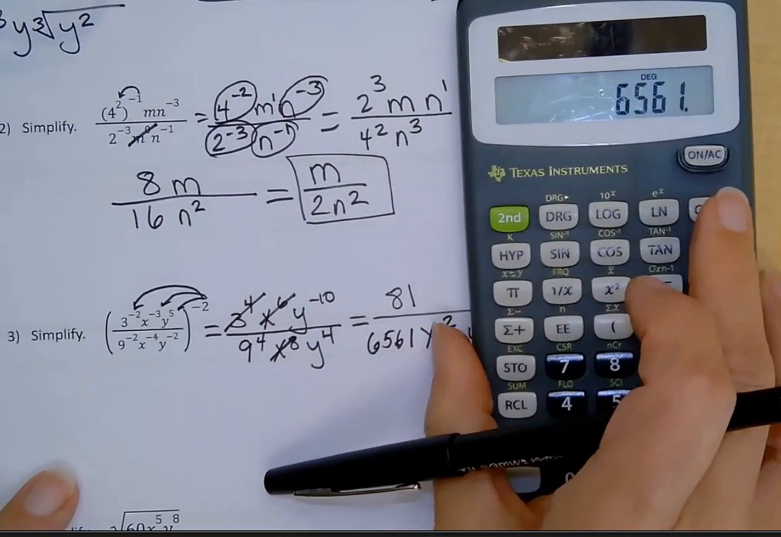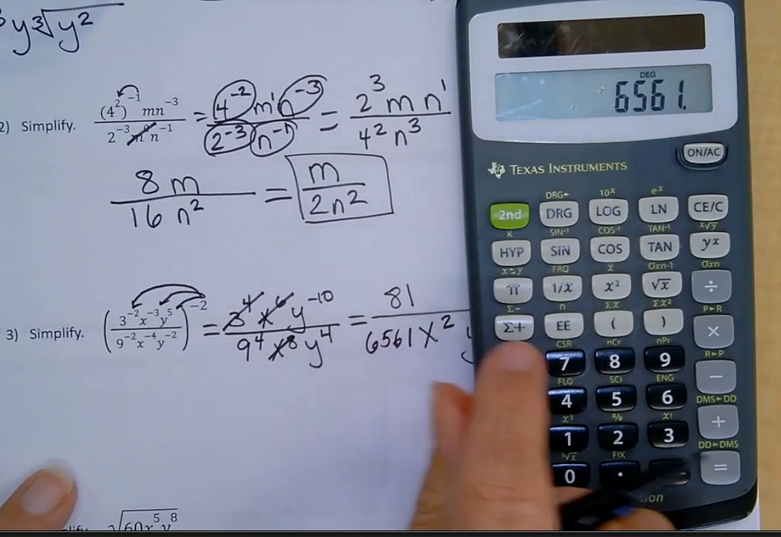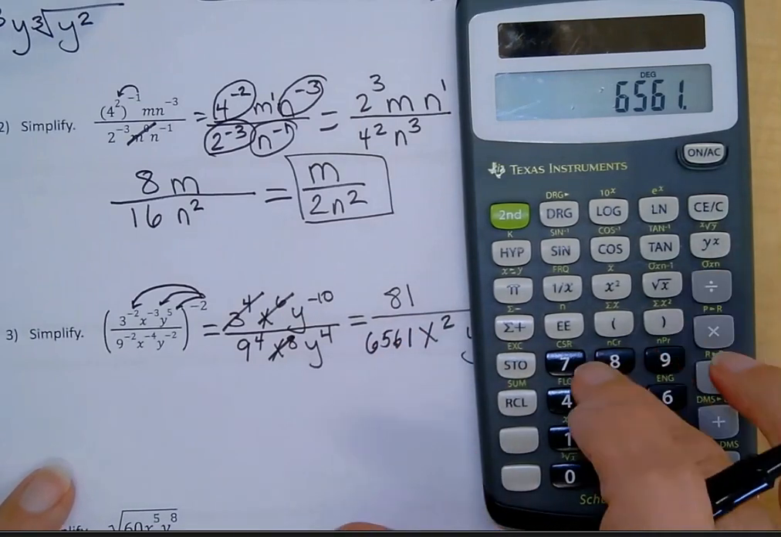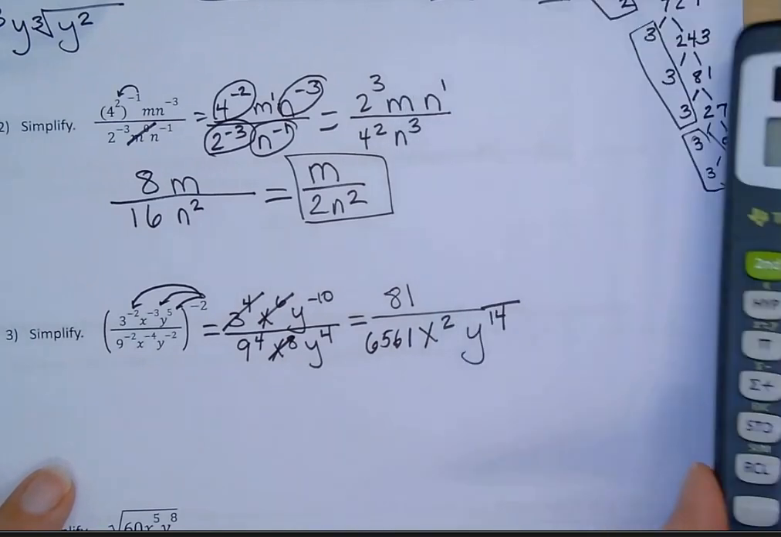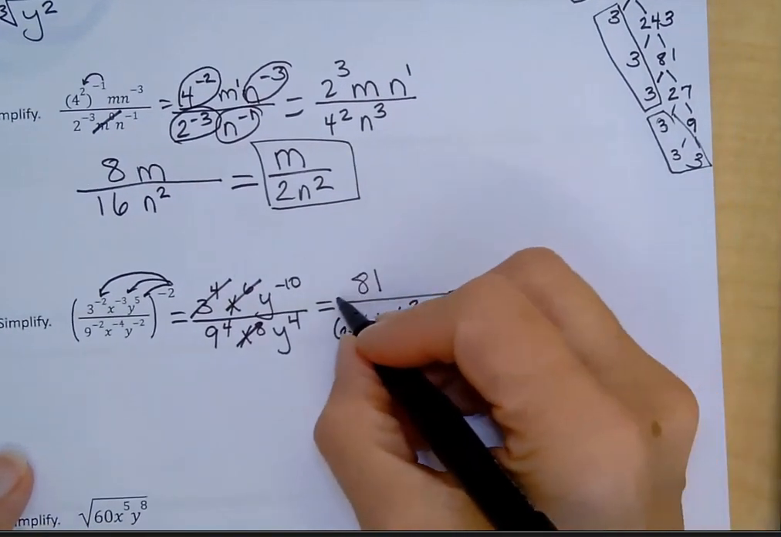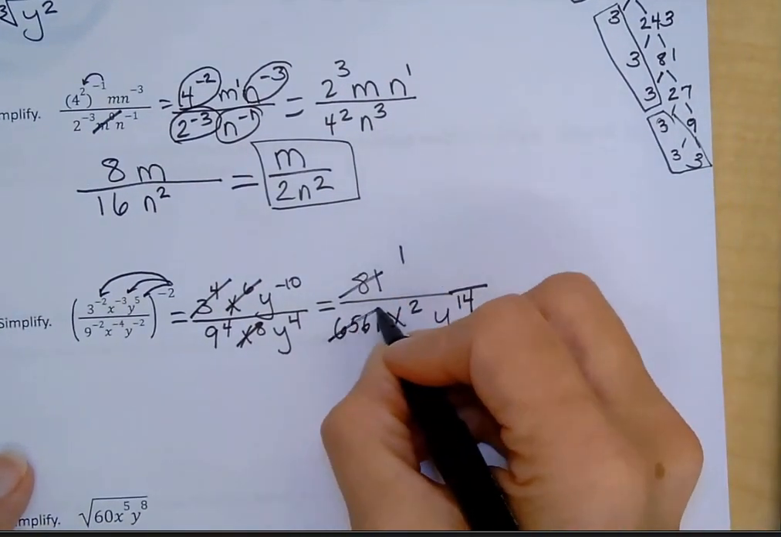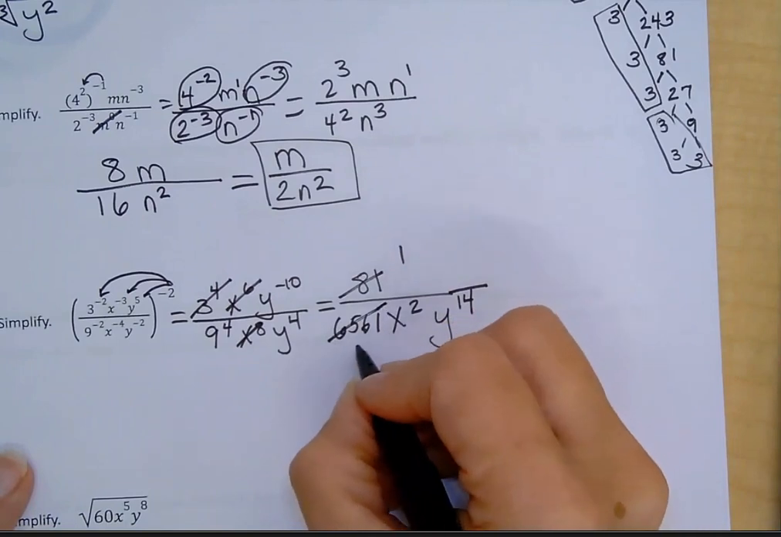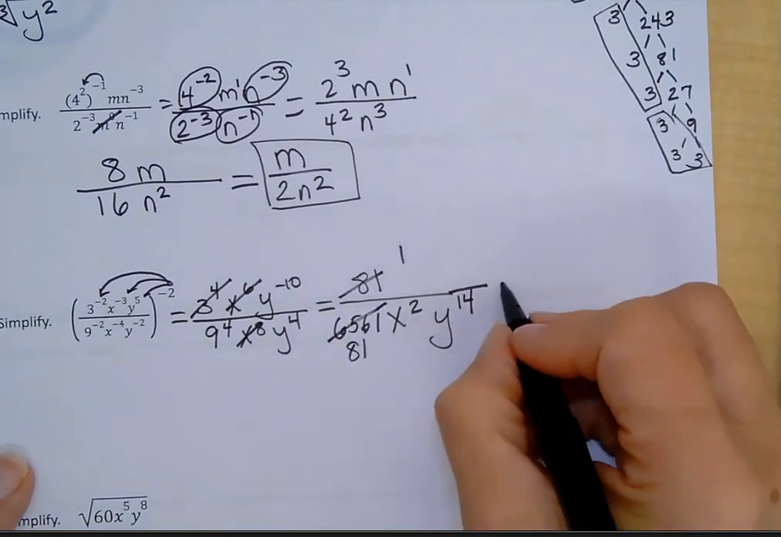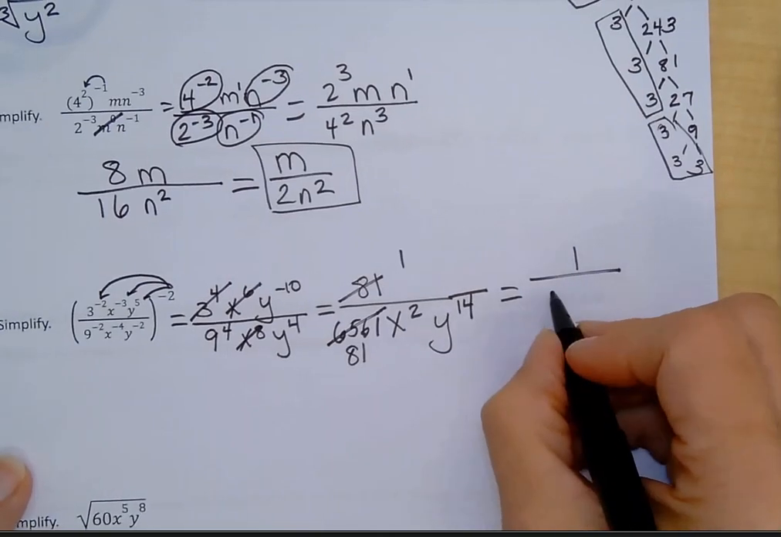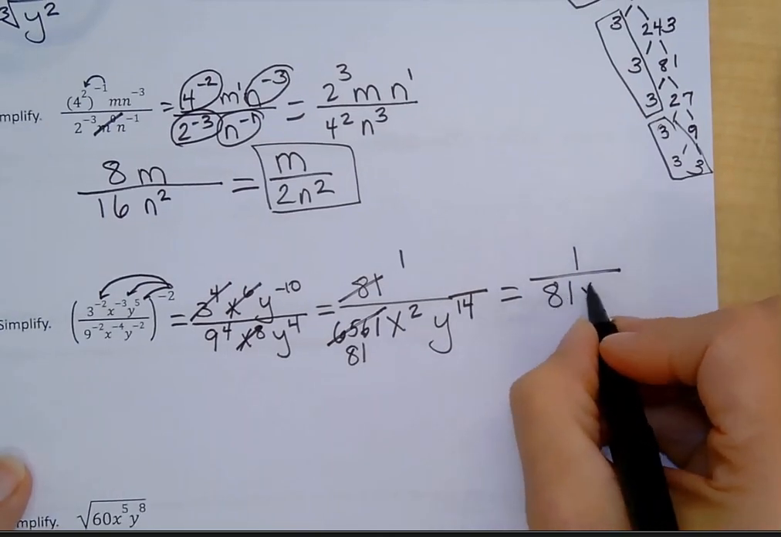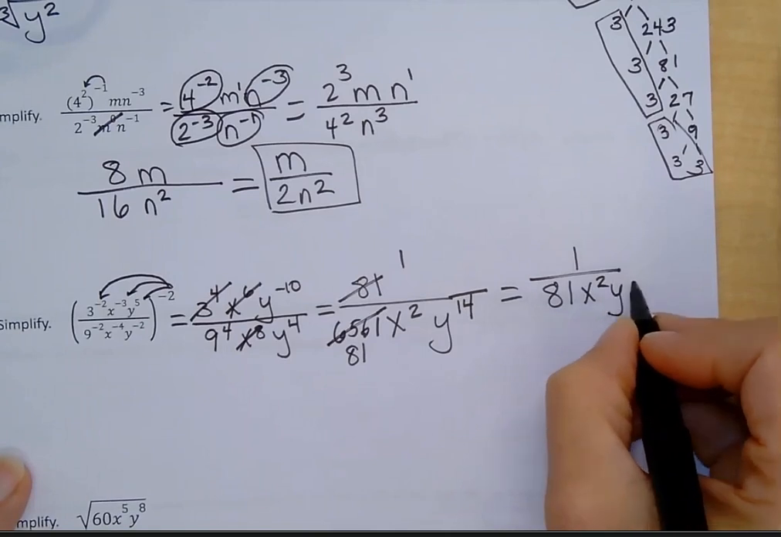Okay, I am going to see if 81 divides into that evenly, so I'm going to divide by 81 to simplify. And it does, so yay, 81 goes into 81 one time, 81 goes into 6561 81 times. All right, so my answer is going to be 1 over 81 x squared y to the 14th.